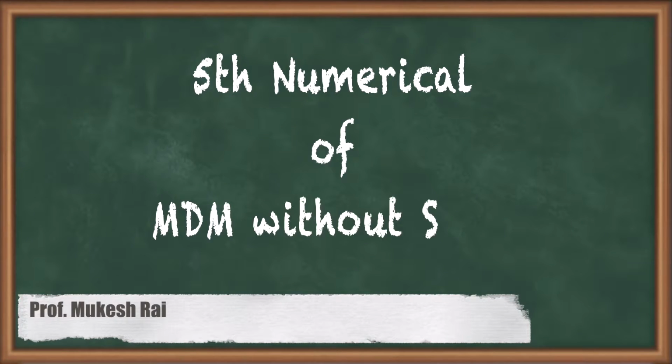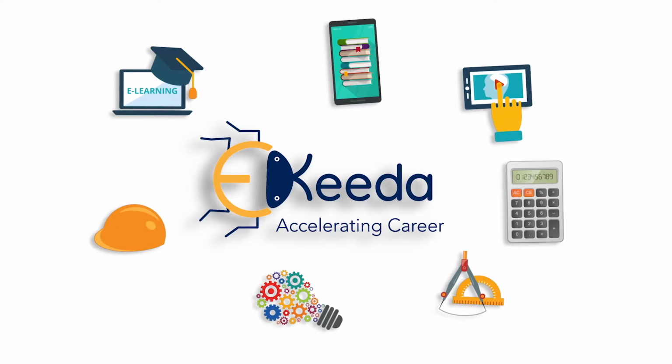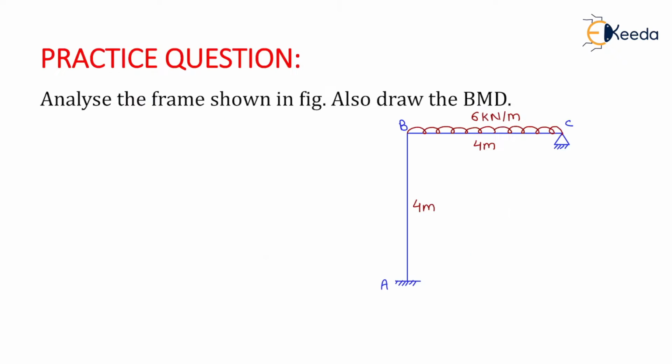Hello students, today we are going to discuss the fifth numerical of moment distribution method without sway. Question is written as: analyze the frame shown in figure, which is shown here, that is A, B and C. Also draw the bending moment diagram.